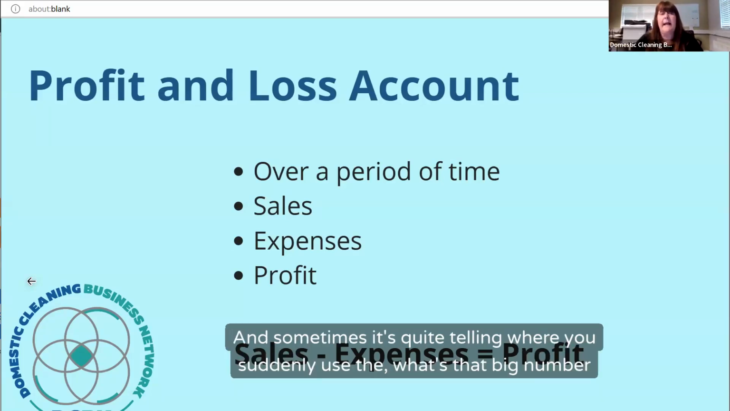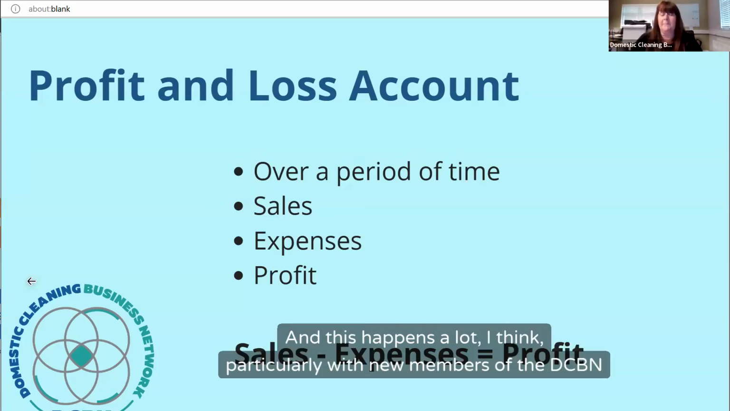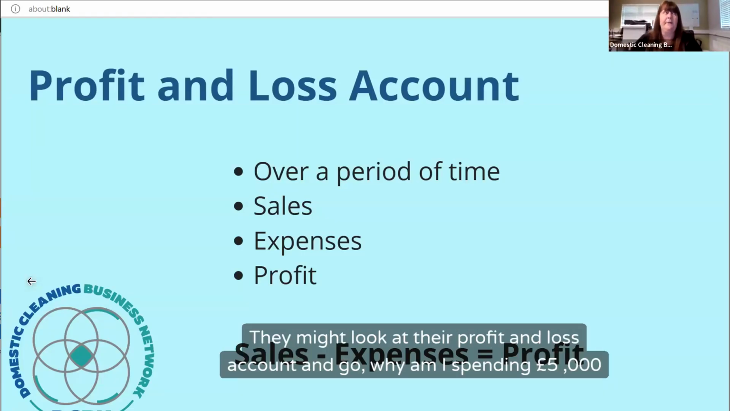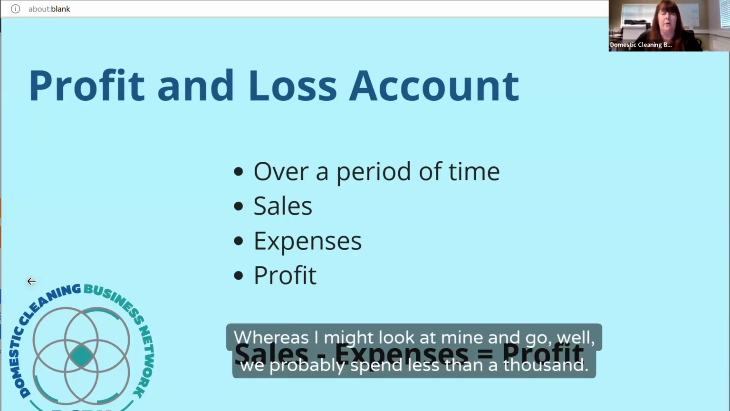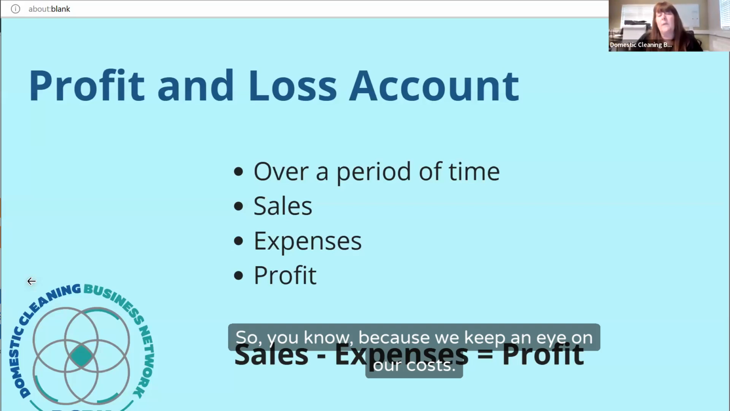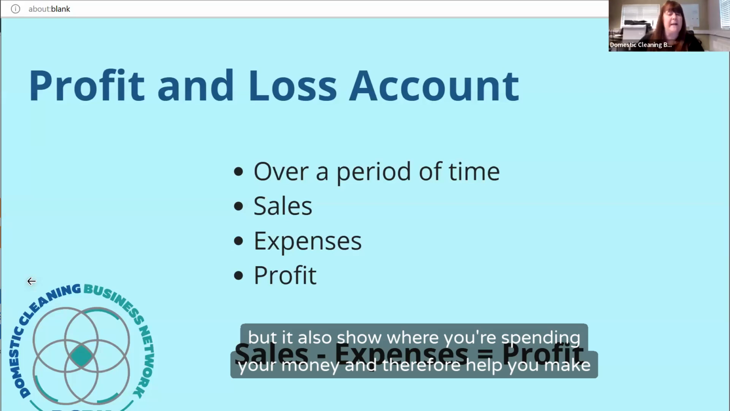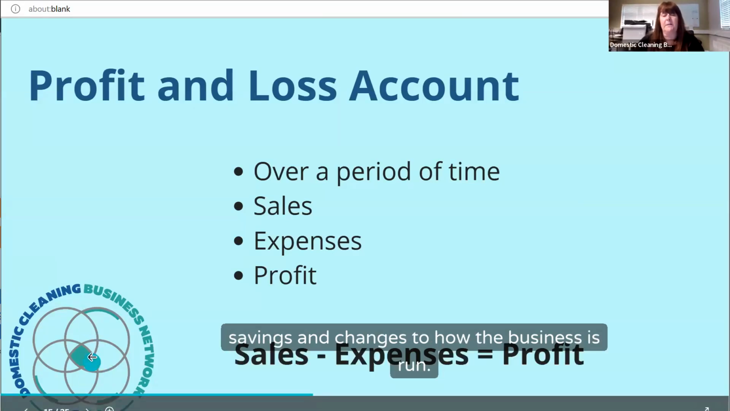And sometimes it's quite telling where you suddenly go, what's that big number there? This happens a lot, I think, particularly with new members of the DCBN that are perhaps using shop bought cleaning products. They might look at their profit and loss account and go, why am I spending £5,000 a year on cleaning products? Whereas I might look at mine and go, well, we probably spend less than 1,000. So, because we keep an eye on our costs. So the profit and loss account can not only tell you how much you're making, but it also shows where you're spending your money and therefore helps you make savings and changes to how the business is run.